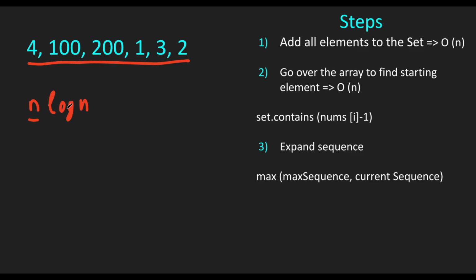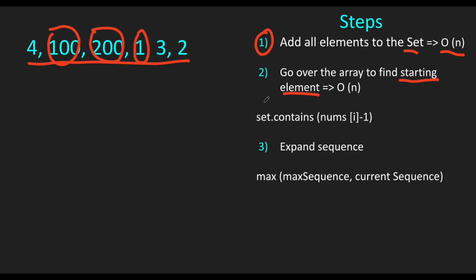What is the other approach? Another approach is to use a set, and in the first step, we go over our array and add all elements to the set. The time complexity of this operation is O(n). In the next step, we go over the array one more time and find all starting elements. What does that mean? For example, in this case, the starting element of the sequence 1, 2, 3, 4 is 1. We have another starting point, which is 100, and another one is 200.